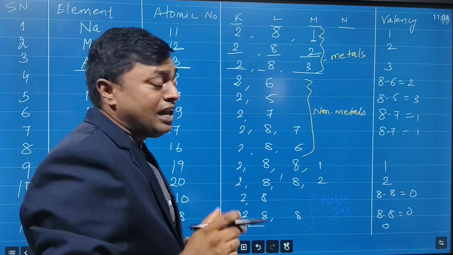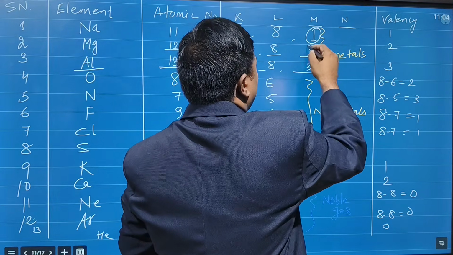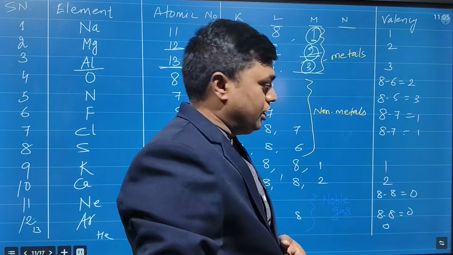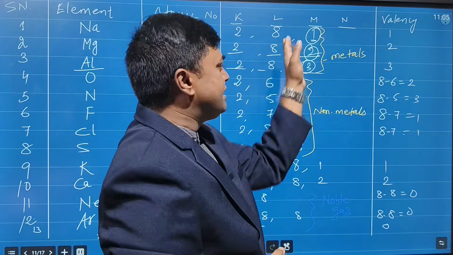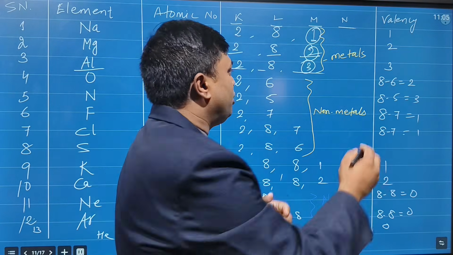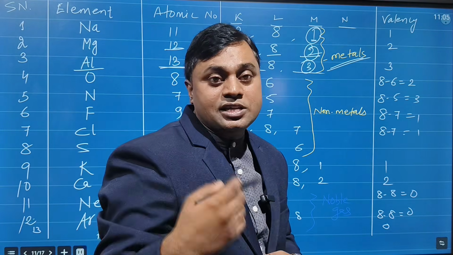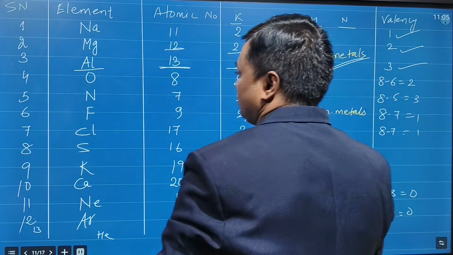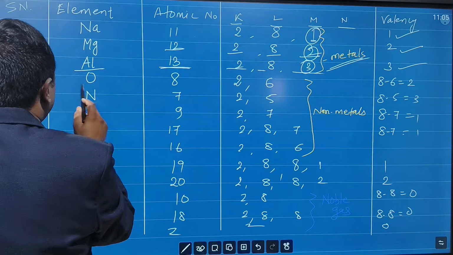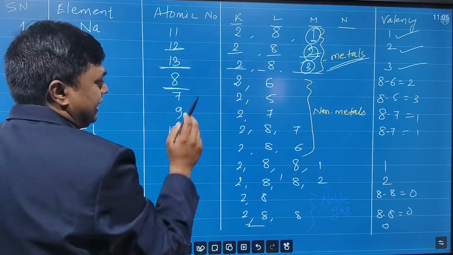Remember one thing: what do you mean by valence electron? The electron present in the last shell is called the valence electron. If the valence shell electron is 1, 2, 3, generally they belong to metals, and their valences are nothing but the valence electrons, 1, 2, and 3 respectively. Yes or no? Now let's see oxygen, atomic number of oxygen is 8.